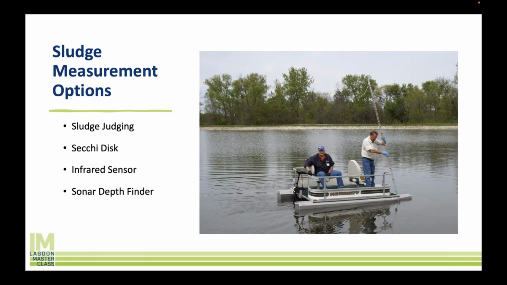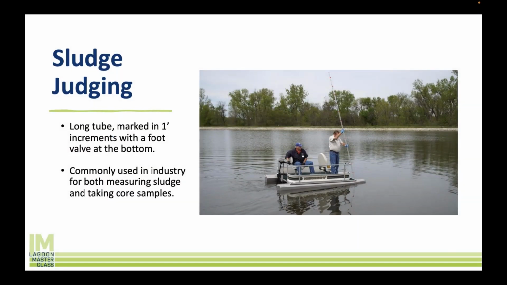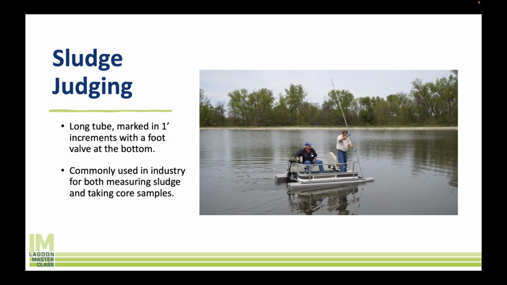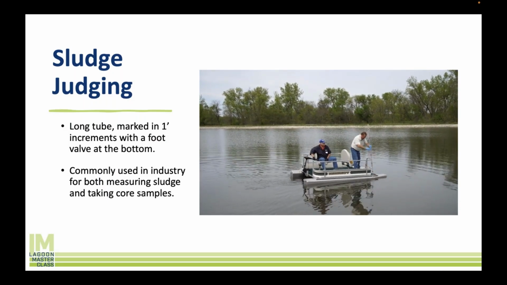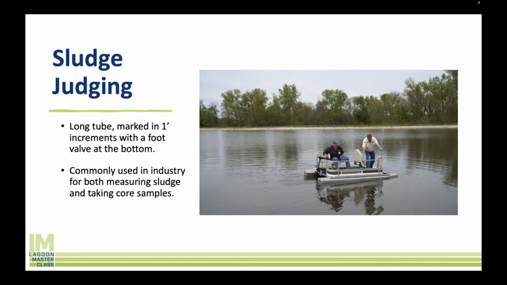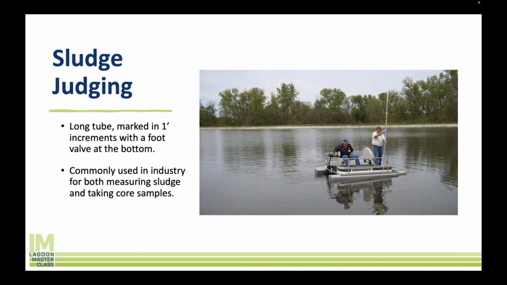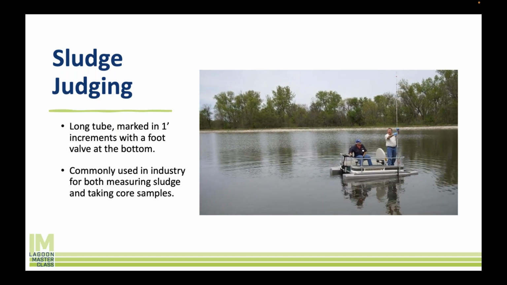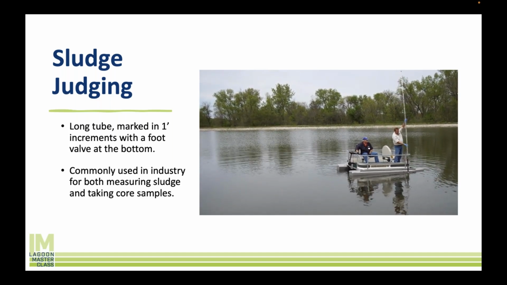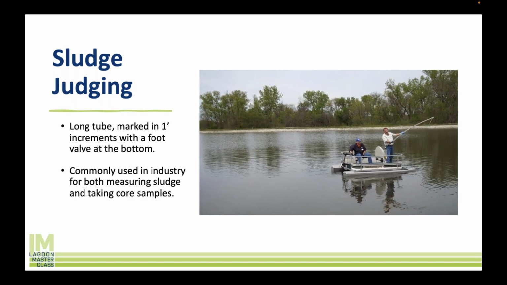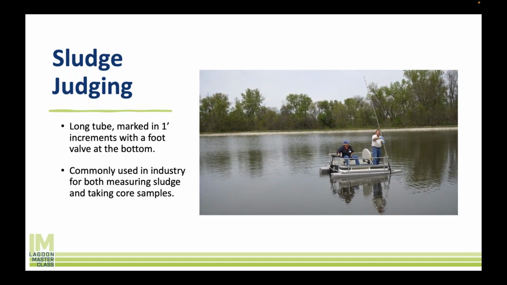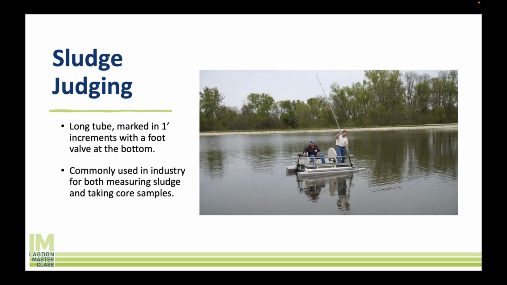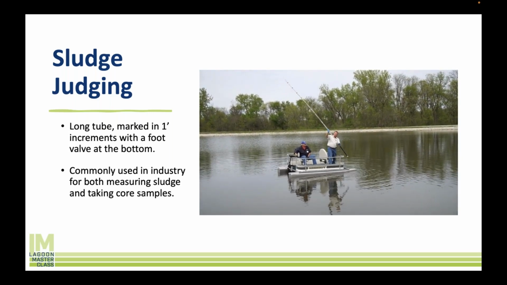So, sludge measurement options. You've got sludge judging, Secchi disc, infrared sensor, and sonar depth finder, and I'll go through each of these in a minute. So the first one here is sludge judging, and you've probably heard of these before. These sludge judges have been around. It's really a tube, a 2-inch diameter tube that's got measurements in 1-foot increments, and it has a little foot valve at the bottom, right? As you shove it down in the water, it lets water and some sludge through that foot valve, and then you can pull it up and see how much sludge is in there.